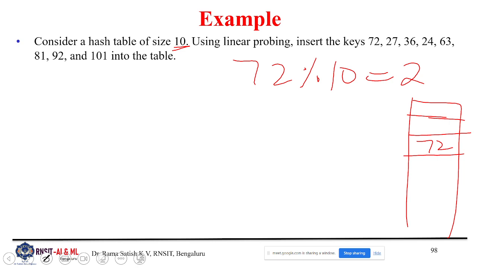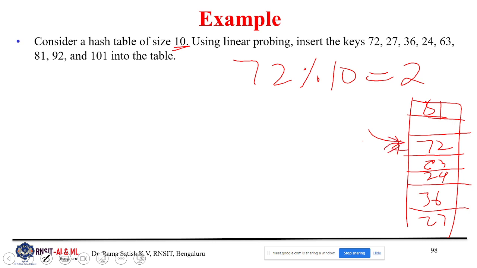Next 27, so in the 7th location 27 is stored. Similarly 36 is stored in the 6th location, 24 in the 4th location, and 63 in the 3rd location. Then 91, 81, and you know 92 goes to position two, it is not available. So it will check, it will have a collision.